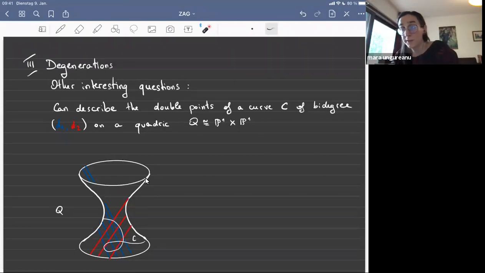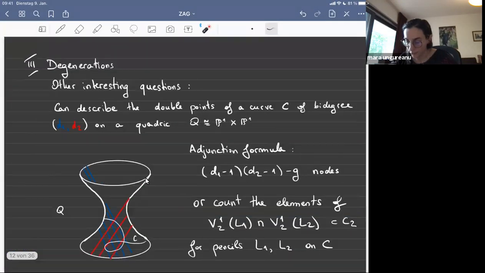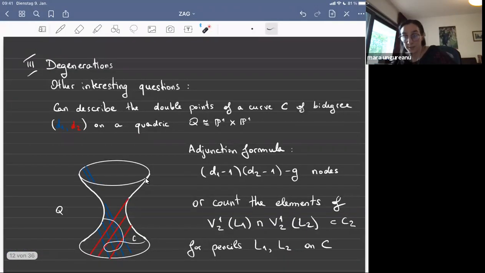And of course, we already know this. This is a very classical question. We already know the answer to this question. We know by the adjunction formula that this curve is going to have exactly so many nodes, where g is the geometric genus of the curve. But what's really cool is that I can actually reinterpret this kind of question using secant varieties.